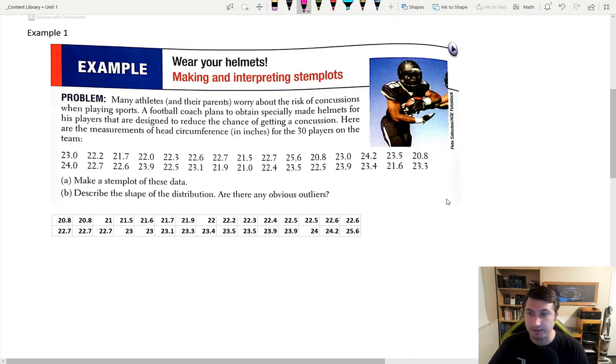There we have our data. Make a stem plot of these data. All right, now this is obnoxious, not gonna lie. Getting data that's out of order is a real pain. And so if I was gonna create a stem plot of this, the first thing I would have to do is order the data from least to greatest, greatest to least, doesn't really matter. But I did that for us here.